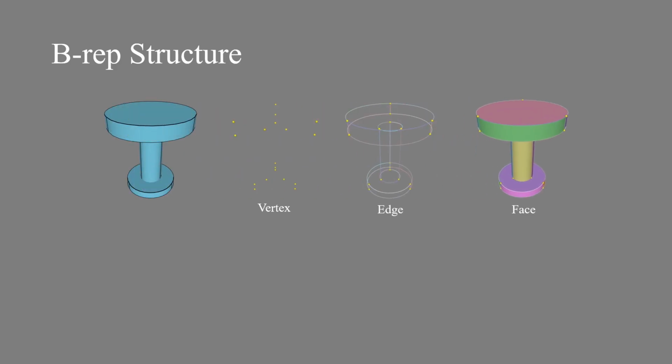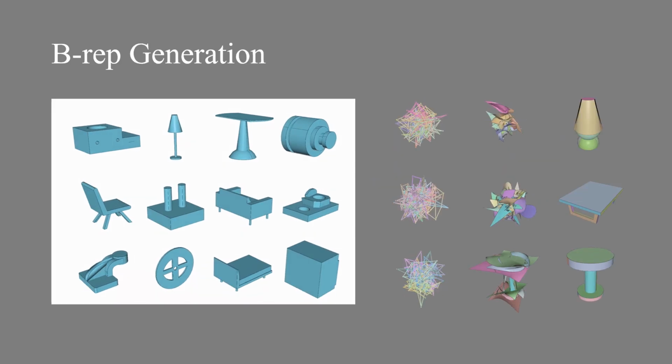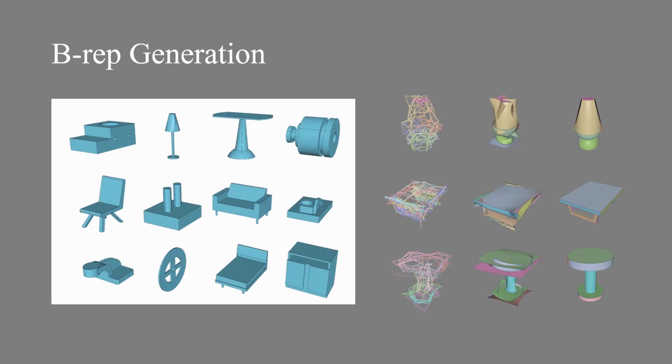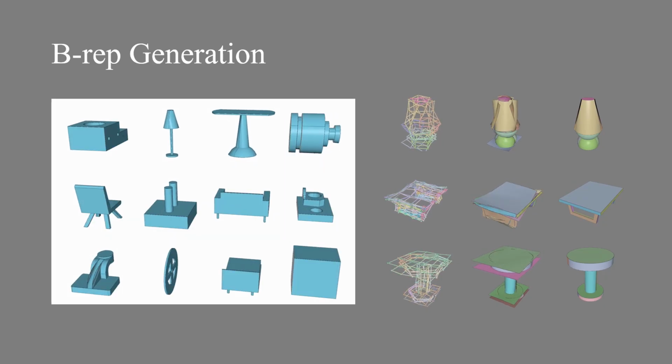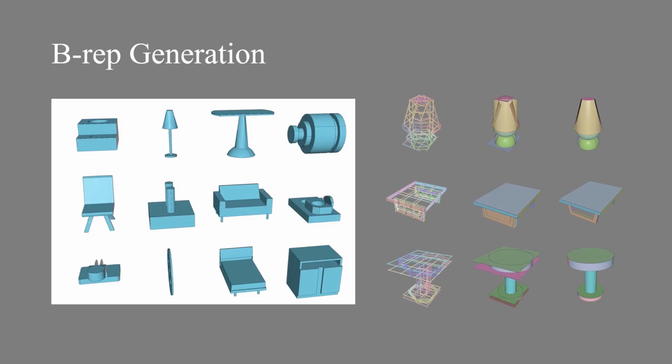The topological structure defines the connectivity between these elements. It describes how vertices are connected to form edges, and how edges combine to form faces. In contrast, the geometric attributes provide the precise spatial definitions of each element. However, automatically generating BREPs remains challenging due to the complexity of maintaining both topological relationships and geometric accuracy.